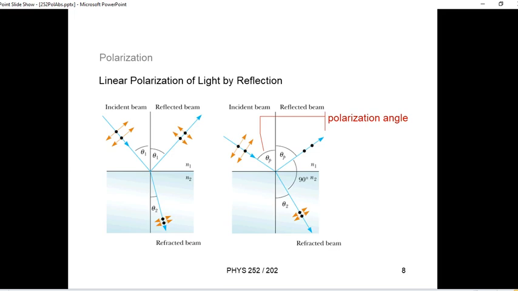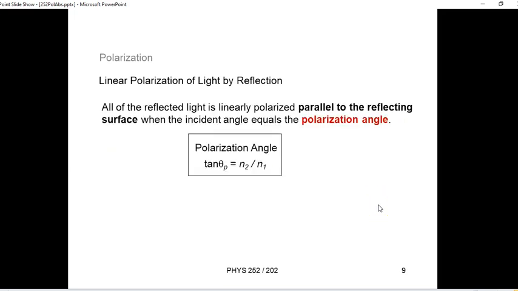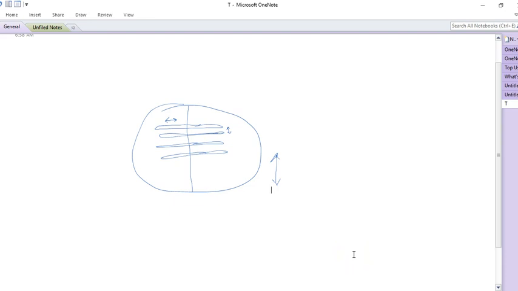At that special polarization angle, all of the light that's reflected will be linearly polarized. Now, the polarization angle you can actually calculate for a given interface. It turns out that the tangent of the polarization angle is n2 over n1. And we can actually derive that. Let's derive it. It's not hard to derive.